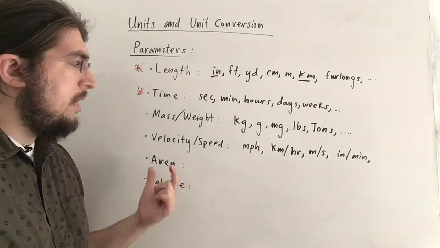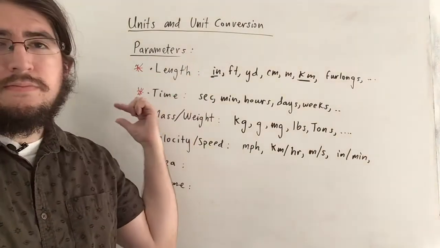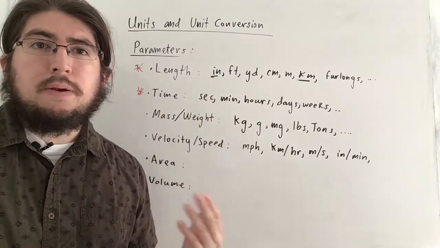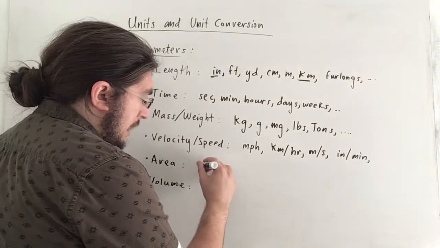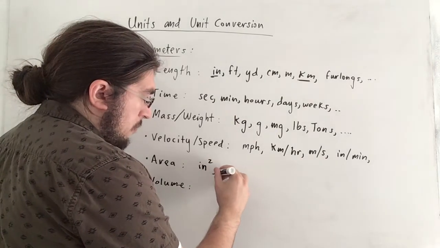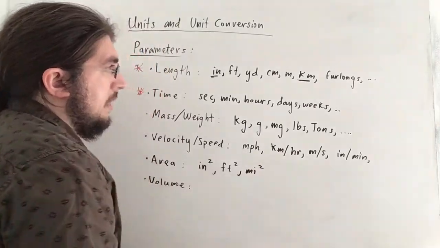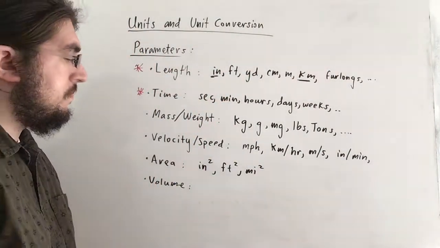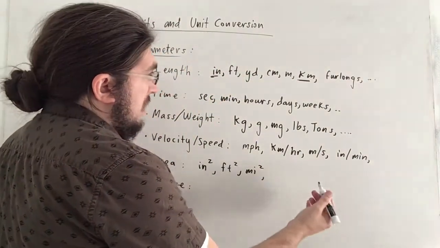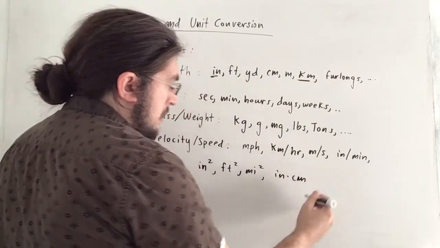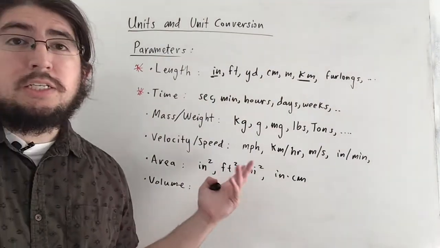Now, area is also one that corresponds to length, because area is just a length unit multiplied by a length unit. The ones I think of more commonly would be inches squared, feet squared, miles squared. I guess mile could have been a length unit. It could be kind of weird, like inch times centimeter. But again, it's just multiplying two length units.